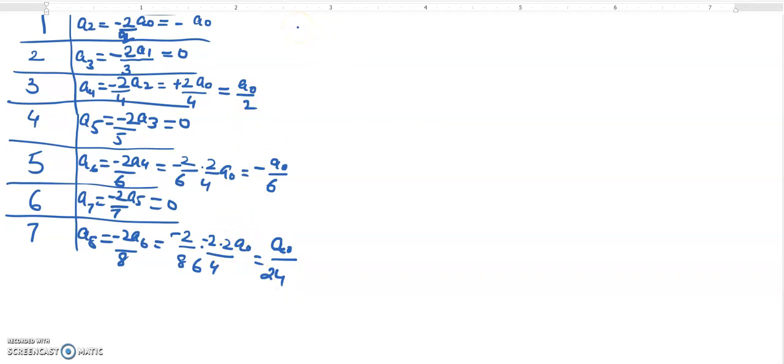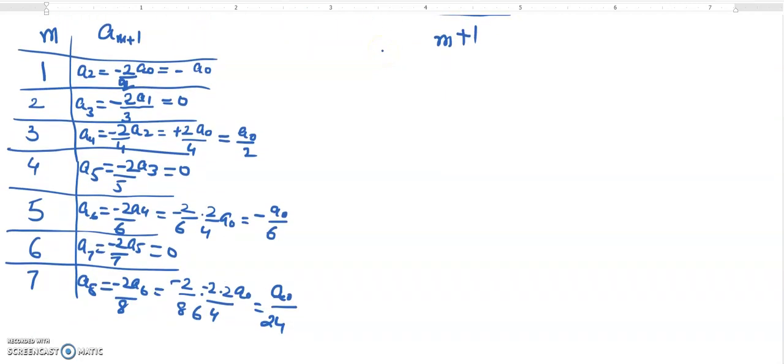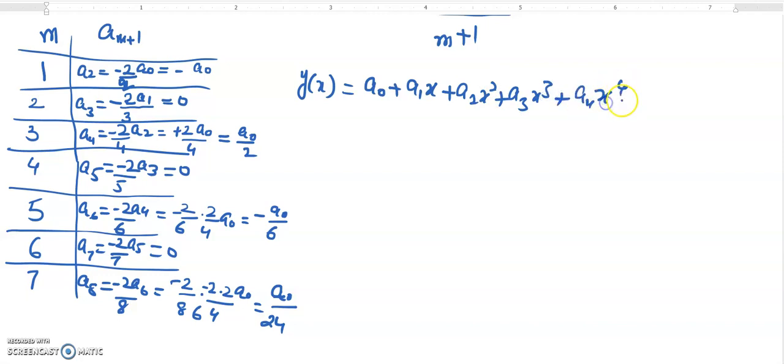Okay, so let's write down the Taylor power series. So y of x is equal to A0 plus A1 x plus A2 x square plus A3 x cube plus A4 x4 plus A5 x5 plus A6 x6, and so on. The first term A0 is of course A0, because that is the arbitrary term. The second term was 0. The third term is now A2. A2 is minus A0, and then it is x square, minus A0 x square.